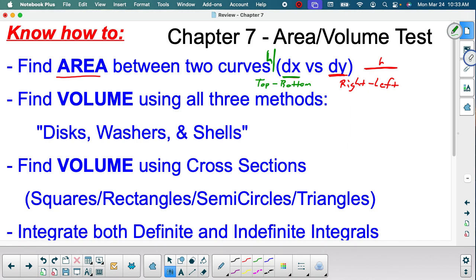Then the big one, if I had to say what most of this unit is, I need to find volume. The three methods for rotating things around an axis are my discs, my washers, and my shells. You need to know the formulas.